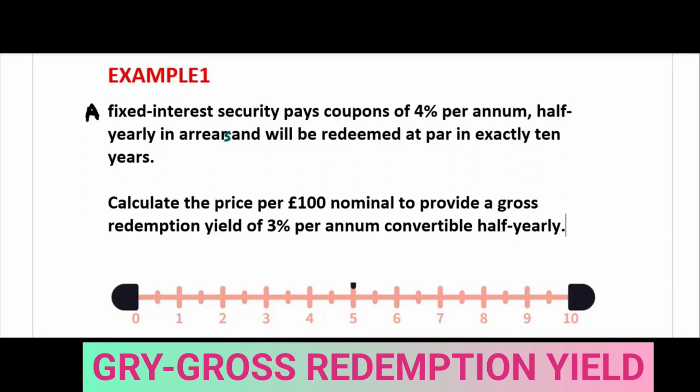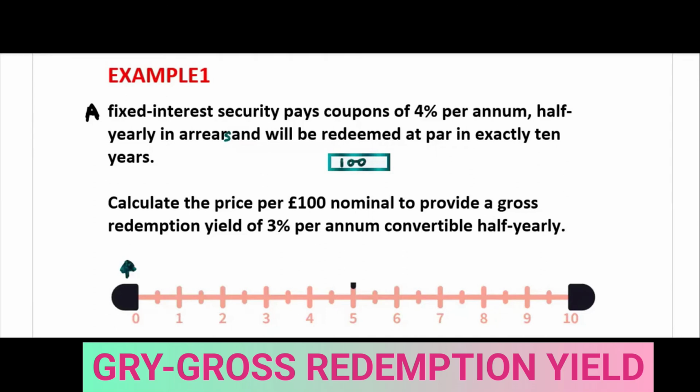This is the date when it will finally be redeemed. The redemption date is after 10 years. So you need to price this one here. That means you need to find P here, the price for this. Price per 100 nominal, we are interested in 100 nominal. Okay, so the amount is 100 nominal. We will not worry about any other thing. It's only 100 nominal. 4% per annum.